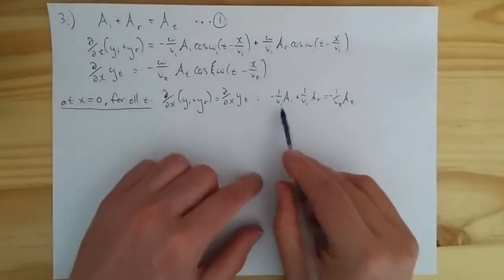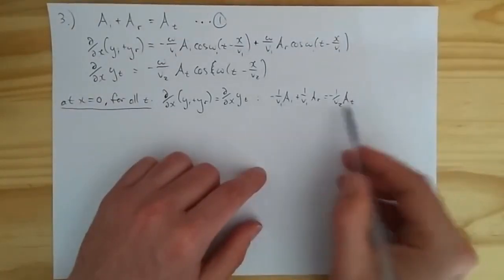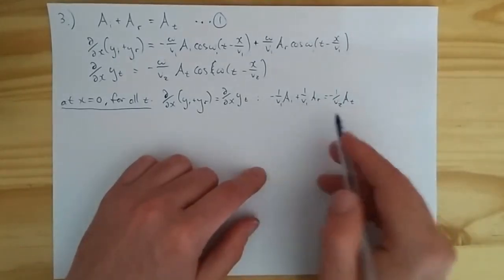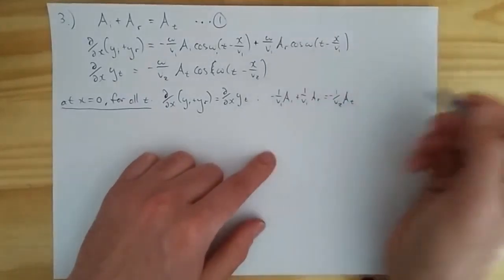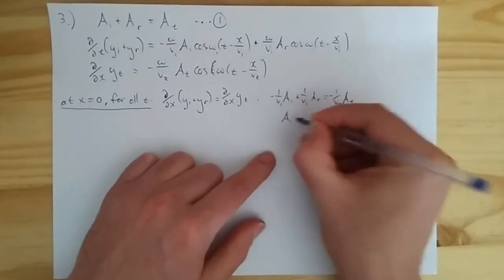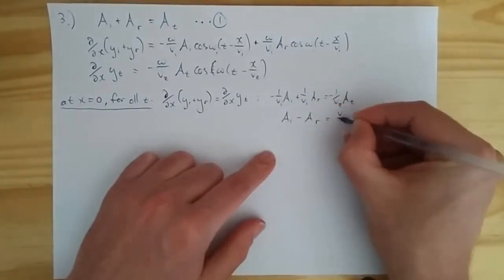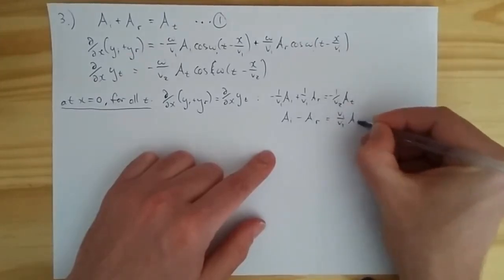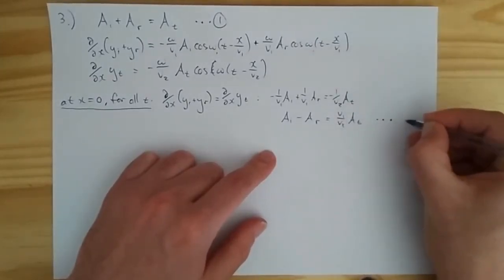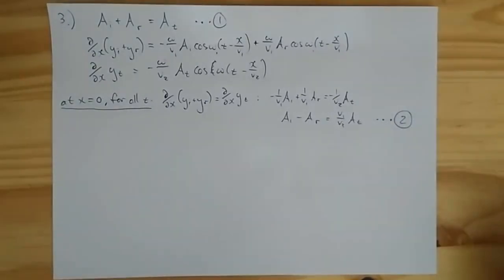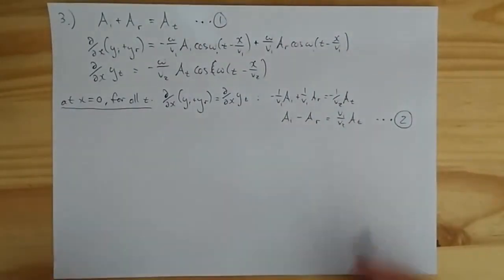So I can just simplify this a little bit, multiply with minus v1 on both sides, so then I get a incident minus a reflected must be equal to v1 over v2 times a transmitted. All right, so that is a second condition that I have. And now to get r, I'm just going to equate these two.